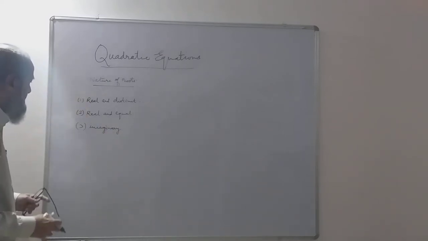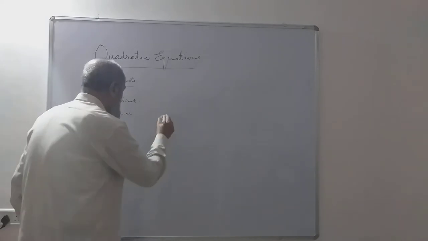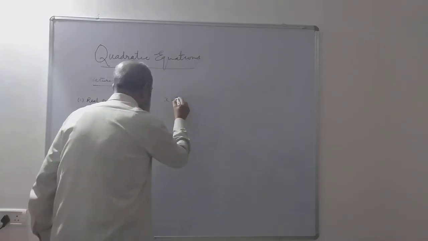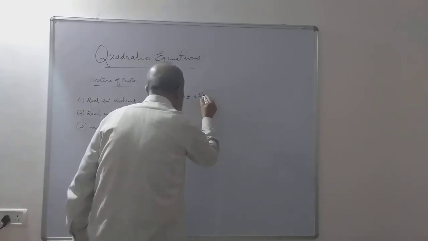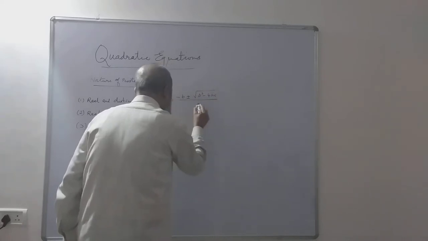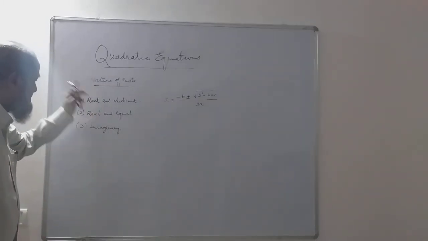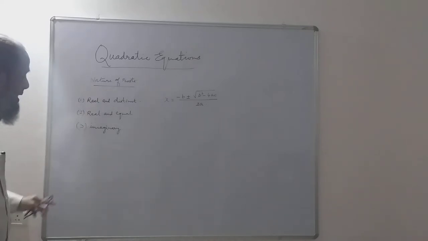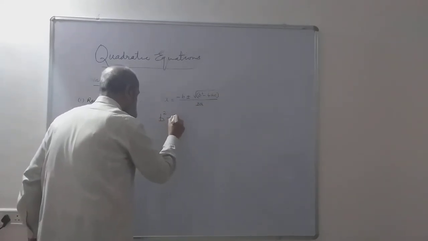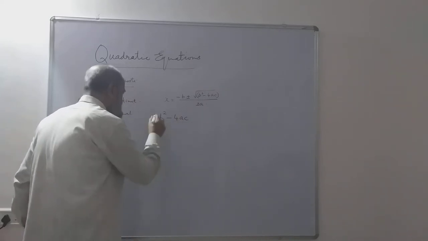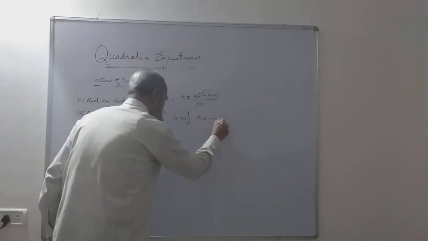How can we find out the nature of roots? See, the nature of roots depends upon what you know. The roots are given by this formula: x is equal to minus b plus or minus root of b square minus 4ac divided by 2a. This is the formula. Now the nature of the roots depends upon the value of b square minus 4ac. This is known as the discriminant of the quadratic equation.